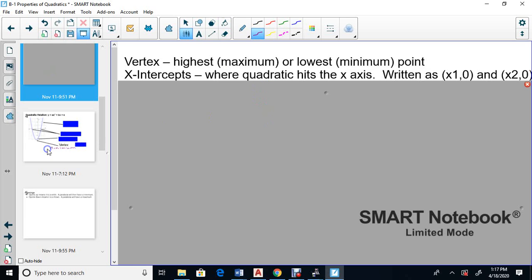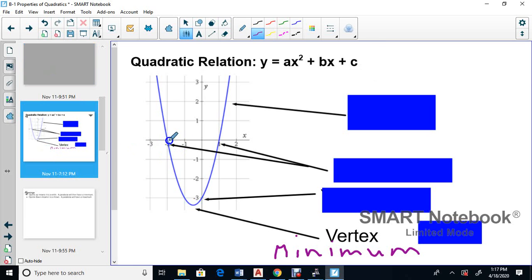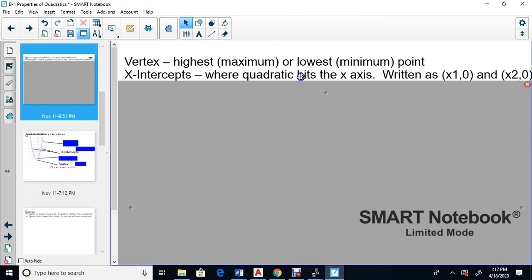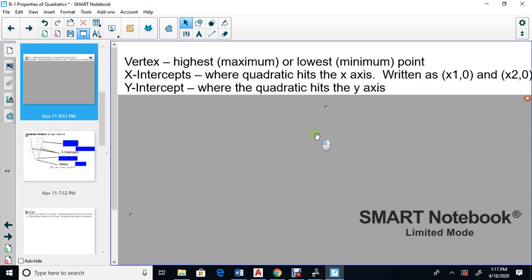X-intercepts. Well, usually there's 2, so let's look at, there's one x-intercept here and one x-intercept here. So you can label it on your diagram there. There's 2 x-intercepts at 1 and at -2. That's where it hits the x-axis. Okay, let's look at the next one. And you'd write like x1, 0 and x2, 0.